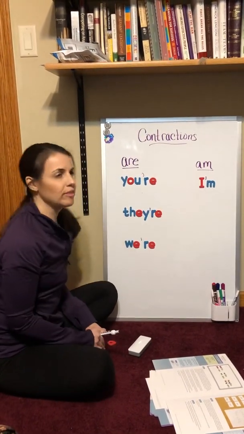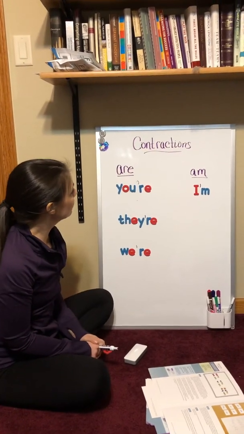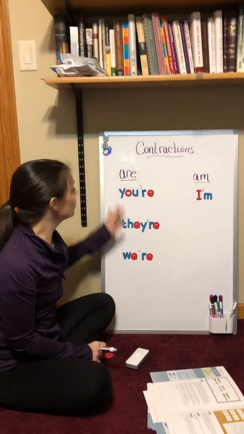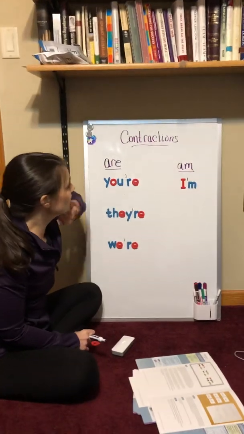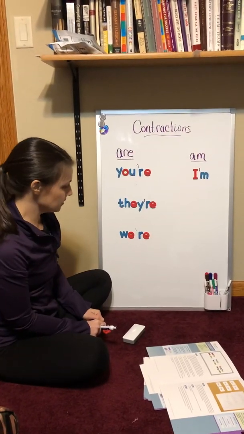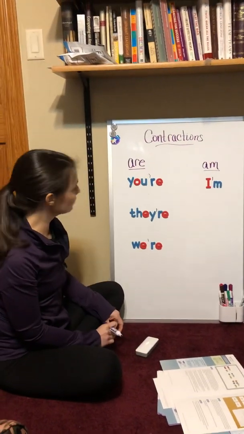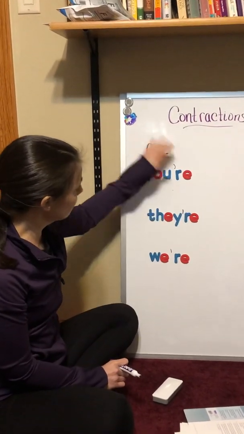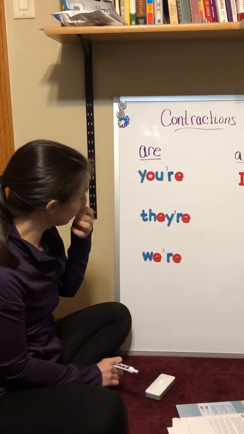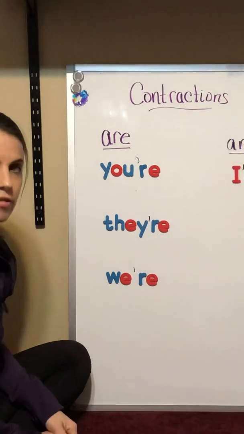We're going to continue with the theme of contractions today, and we are going to be working with the words are and am as we make contractions. And if we were in class today, you know I'd always ask you, look at the words that I have written on the board or have created on the board and ask, what do you notice about these words?